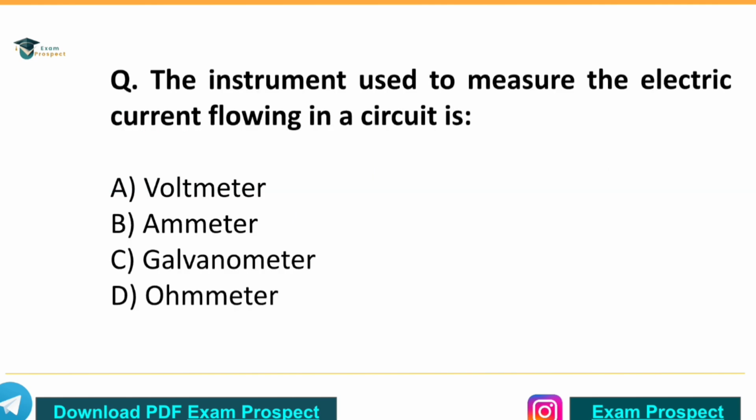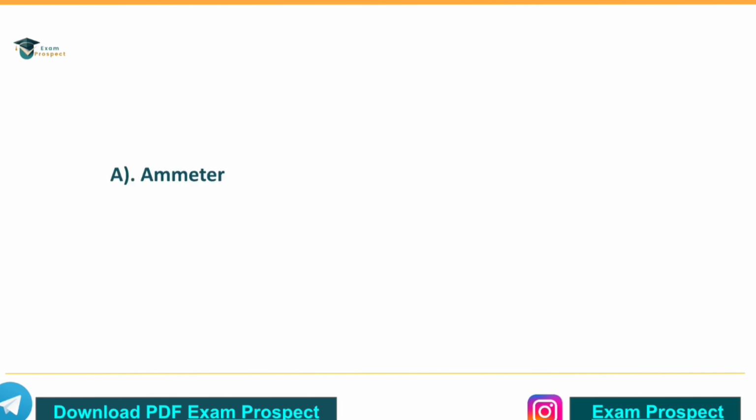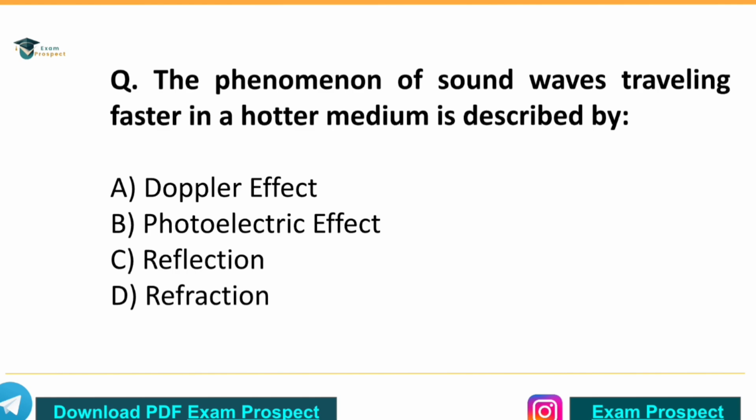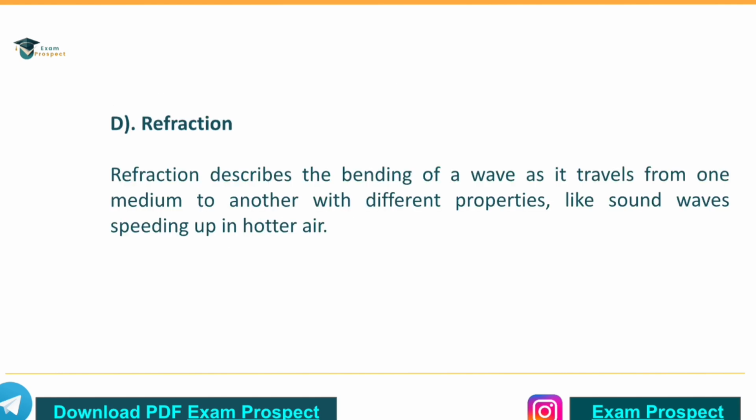Next question. The instrument used to measure the electric current flowing in a circuit is? The correct answer is option B, ammeter. Next question. The phenomenon of sound waves traveling faster in a hotter medium is described by? Correct answer is option D, refraction. Refraction describes the bending of a wave as it travels from one medium to another with different properties, like sound waves speeding up in hotter air.